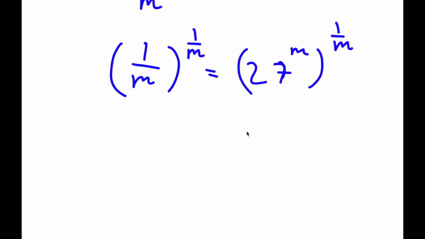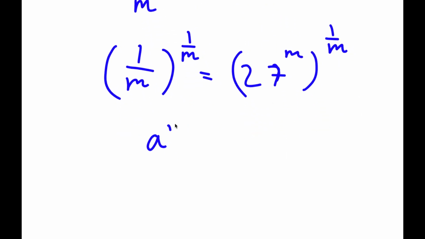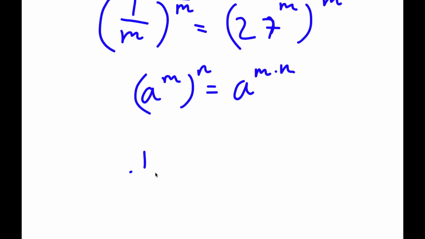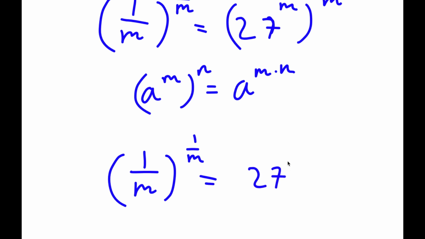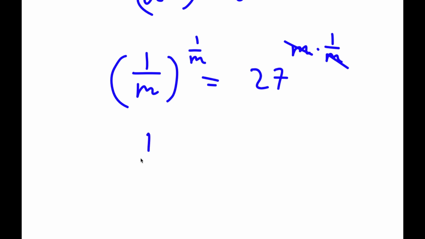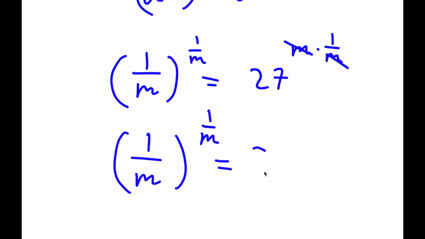Now, if I have something in the form a to the power of m, to the power of n, this is equal to a to the power of m times n. So 27 to the power of m to the power of 1 over m, that's the same thing as 27 to the power of m times 1 over m. And m times 1 over m, these two cancel out, so that's just going to be left with 27. So now I have 1 over m to the power of 1 over m is equal to 27.